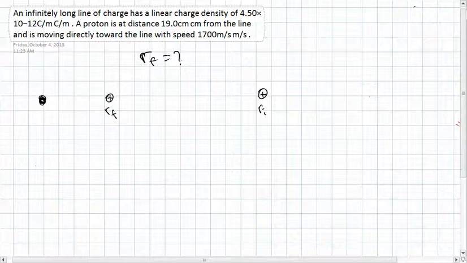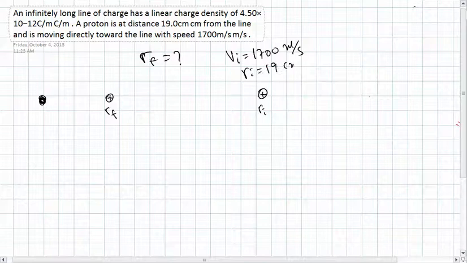So what do we know? We know the initial velocity, that is 1700 meters per second. And we know the initial Ri, which is 19 centimeters. We need to find Rf. So what we know is this. We have an initial kinetic energy here, and then we're going to have a final kinetic energy here, which is zero. And that is zero because the proton is going to stop right there.